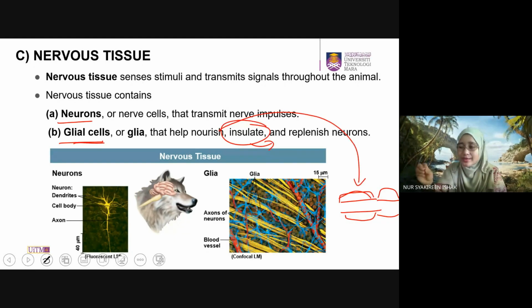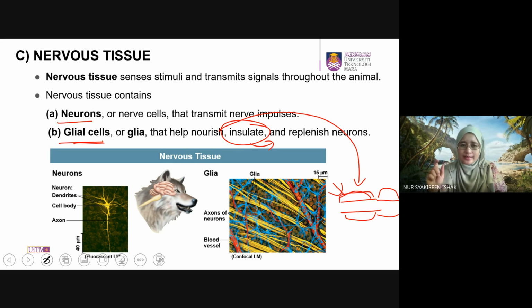One of the glial cells that functions as an electrical insulator is the Schwann cell. The Schwann cell wraps around the axon of a neuron, so it functions as an electrical insulator.